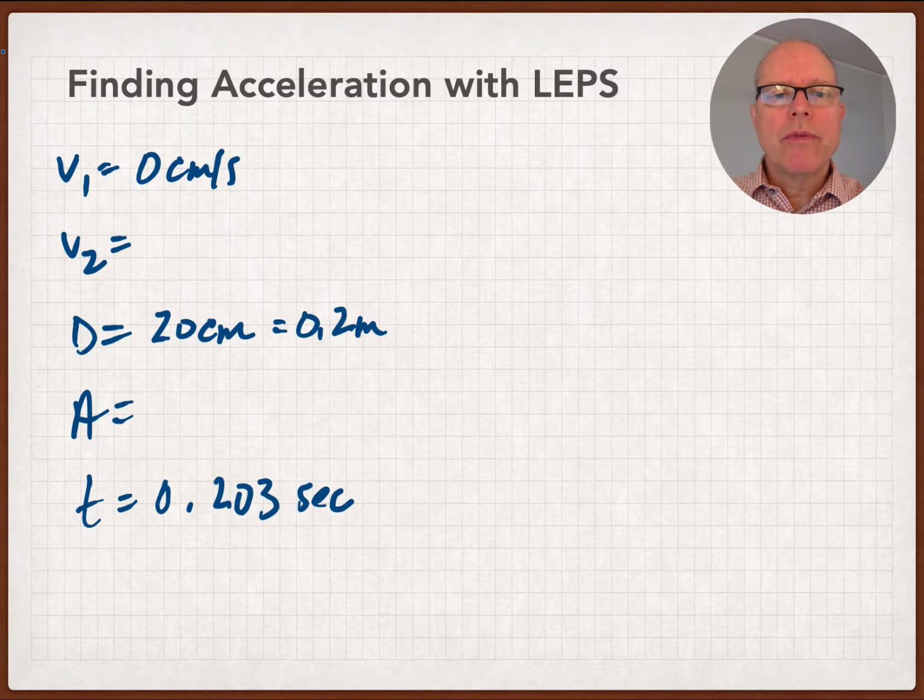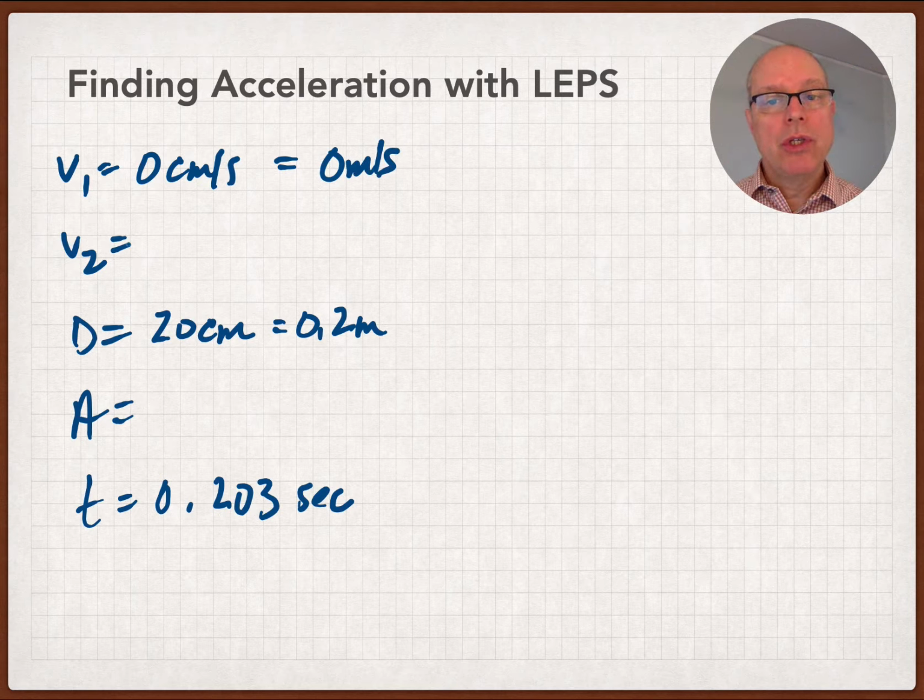So you can do the same kind of thing when you get to your lab. We've taken the data that we got from the video and turned it into an LEPS problem. We know for sure that with all the drops we're going to do, we're starting from the top. So V1 is 0 centimeters per second, also known as 0 meters per second. V2 isn't something we know yet, but we know for this trial that we dropped the ball 20 centimeters, so we converted it to 0.2 meters. And we know that it took the ball 0.203 seconds to reach that 20 centimeter mark. You're going to do the same thing 2 times, just with different numbers. We need to figure out the V2, and we need to figure out the acceleration.